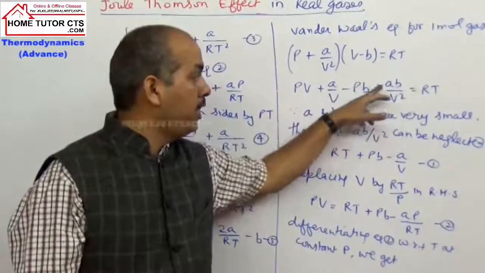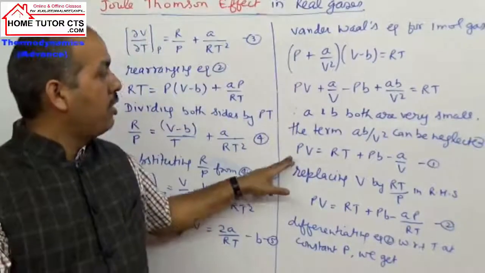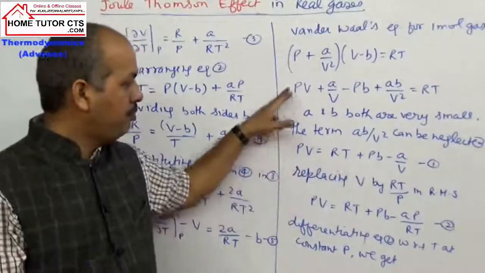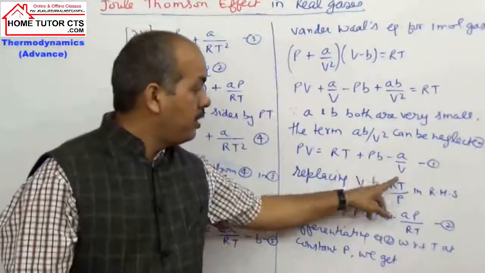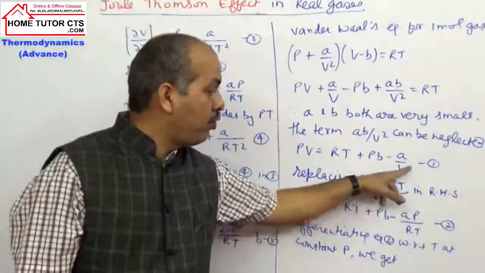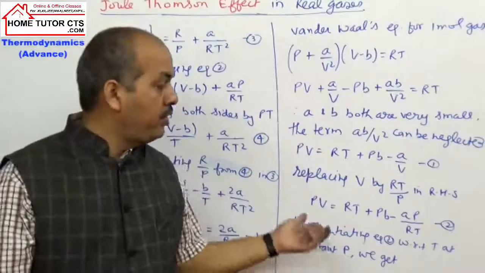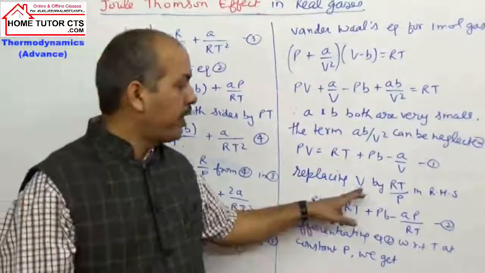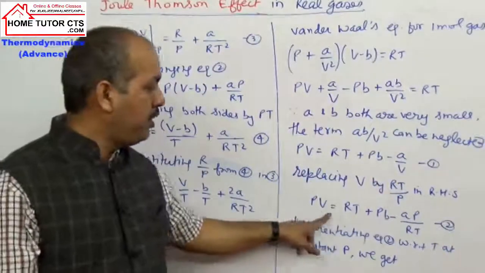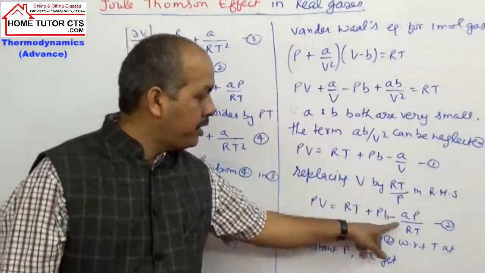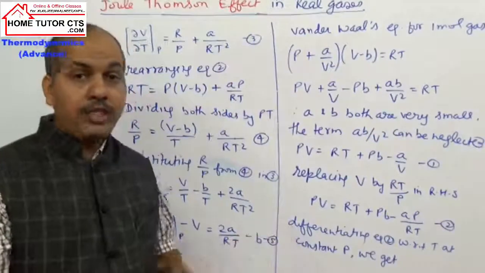So the term involving ab upon V square is neglected here, and then this expression we can rewrite in this form, and then replace the volume term in equation 1 by RT upon P. From the gas equation, PV is equal to RT for 1 mole of gas, so I can write volume as RT upon P. In expression number 1, PV is equal to RT plus bP minus aP upon RT. Equation number 2. Now we differentiate.